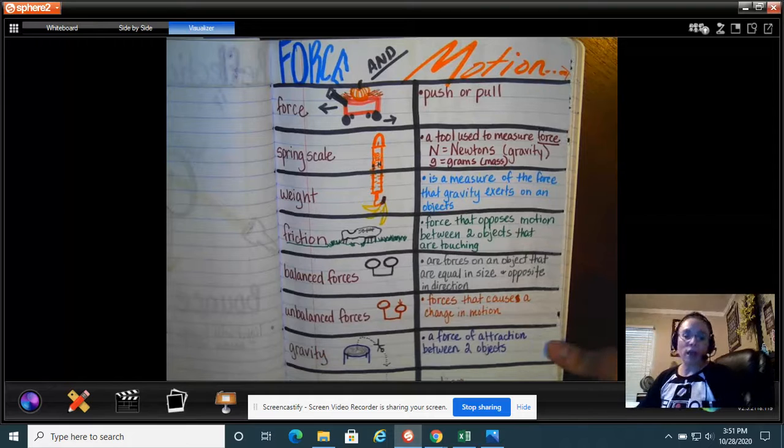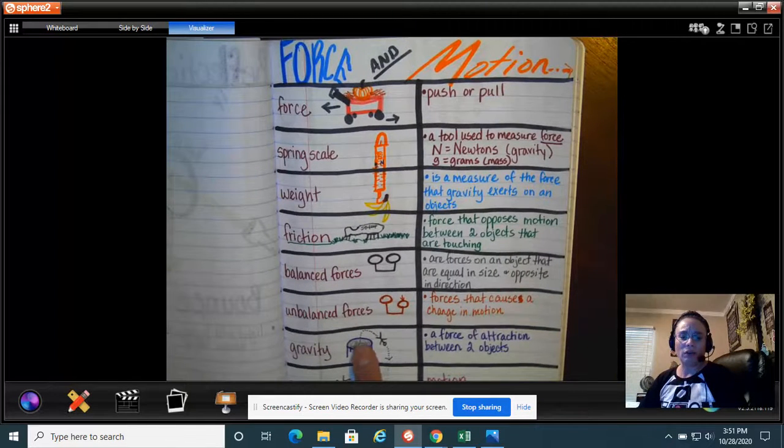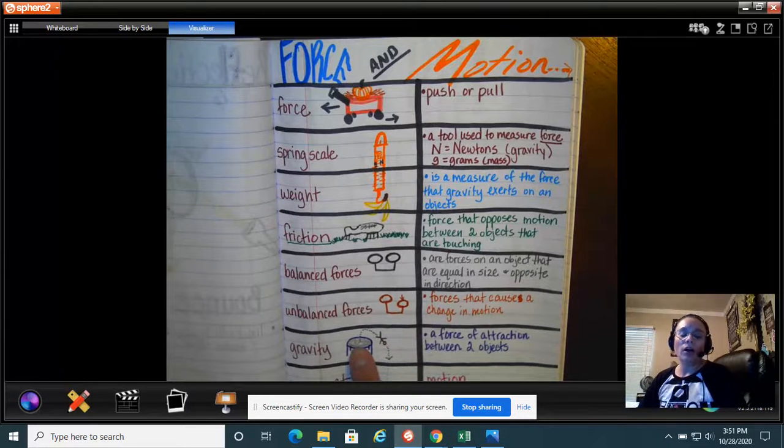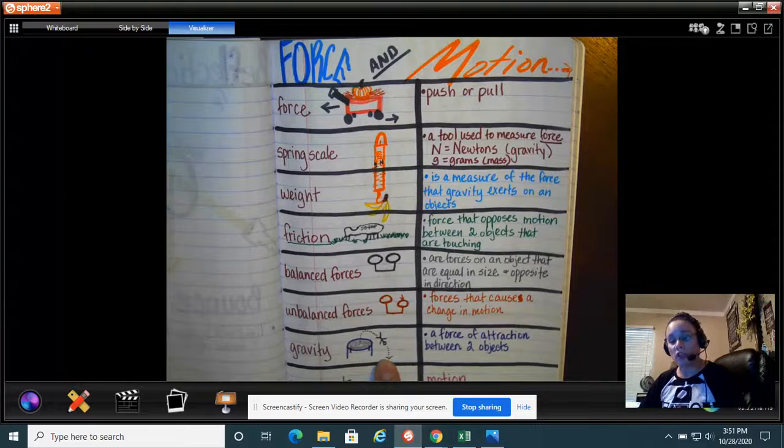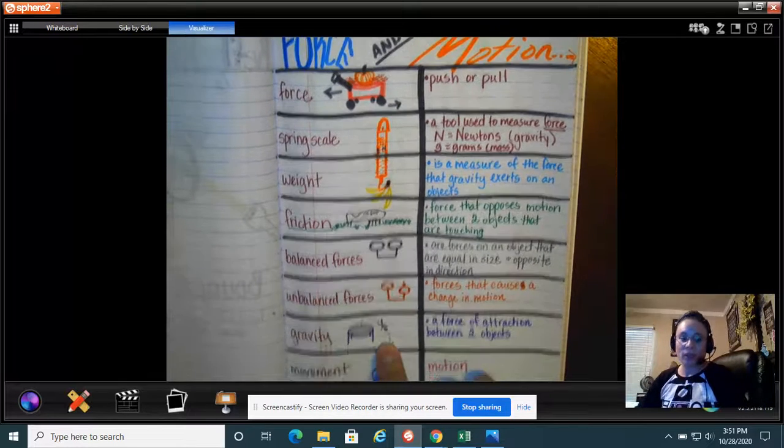Then you have the word gravity. And I drew you falling off of the trampoline because when you bounce too hard on the trampoline, you do go up and oh, it's fun. And then gravity will pull you down. Okay. So it is a force of attraction between two objects, you being one of the objects and Earth being the other. Okay. You're going to fall back down to Earth.